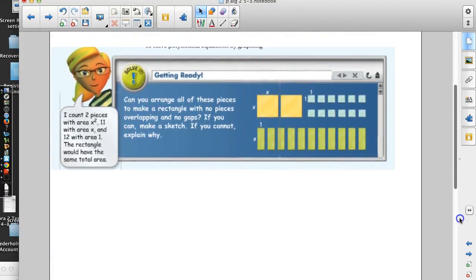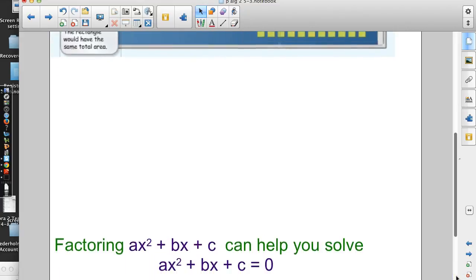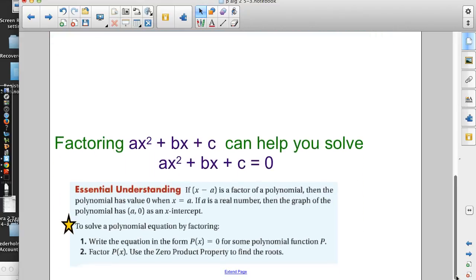And to do that, I am going to skip the getting ready. That one involves figuring out how to get a visual of the perfect cubes. But what we need to do is figure out how to get all these solved now that we've already talked about that formula. So factoring ax squared plus bx plus c obviously can help us solve.